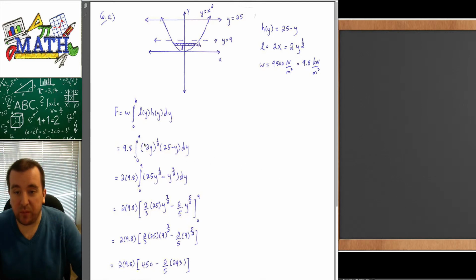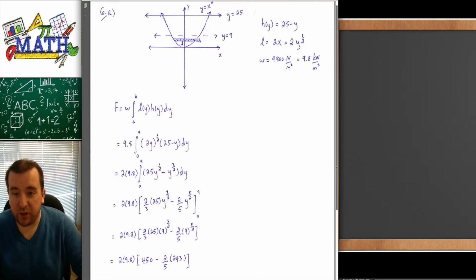Okay, so then we plug in the L as a function of y, which is 2y to the half. There's a little mistake there actually. This should be just y raised to the half. So just notice that the 2 is not raised to the half. That mistake is not carried throughout the problem, but just be aware that it's not the 2 raised to the half, it's y raised to the half. And then h of y is 25 minus y.